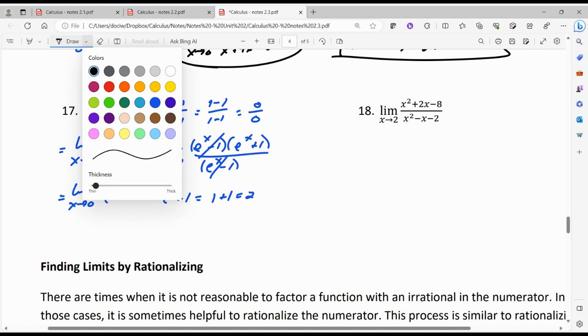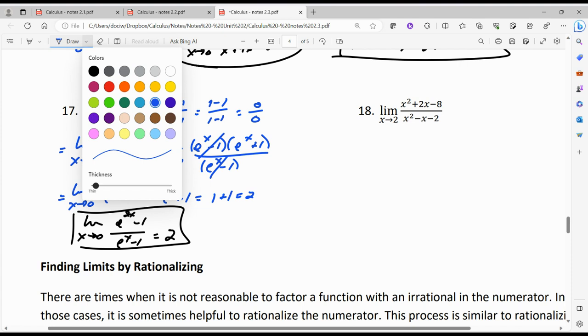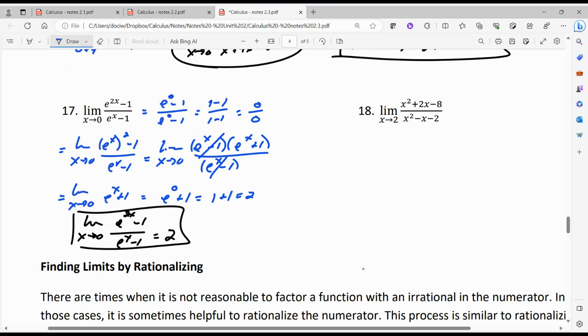So again, the best way to write that: the limit as x approaches 0 of e to the 2x minus 1 over e to the x minus 1 is equal to 2. And again, what you'll find is if you graph the function f of x equals e to the 2x minus 1 over e to the x minus 1, you will get a curve. Graph it with the calculator, but you'll notice that there's going to be a tiny little hole. There's going to be a hole at the point (0, 2), because as x approaches 0, y is approaching 2. So that's something to look forward to as you go on forward.